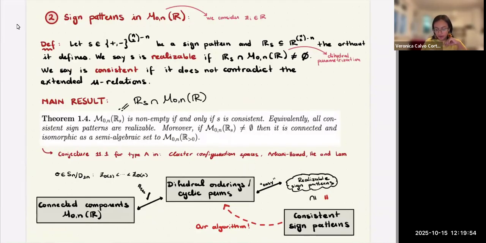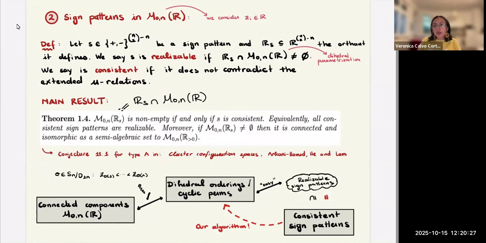And their conjecture is that for any cluster configuration space, consistent sign patterns are all realizable. And so in the type A case, if you start with a type A cluster algebra, then when you do all of their construction, you retrieve M0n as their moduli space. Yes, so. Thanks.